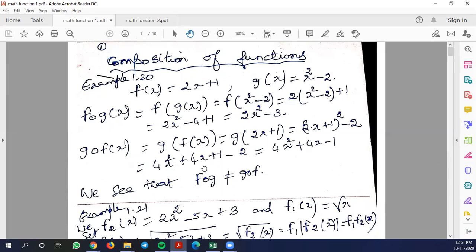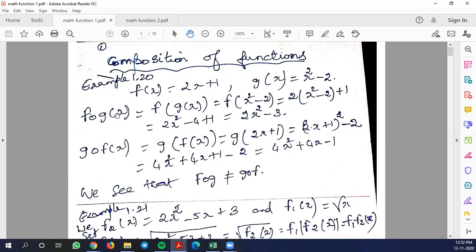So here, page number 27, example 1.20. f(x) is equal to 2x + 1 and g(x) equal to x² − 2. Now, what we are going to find out is f∘g and g∘f. So for that, first we are going to find out f∘g.